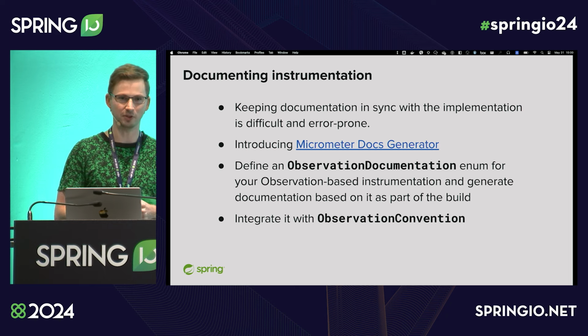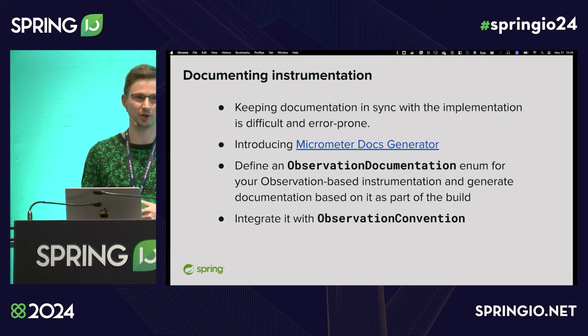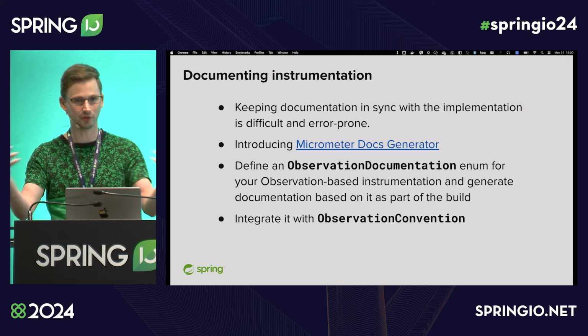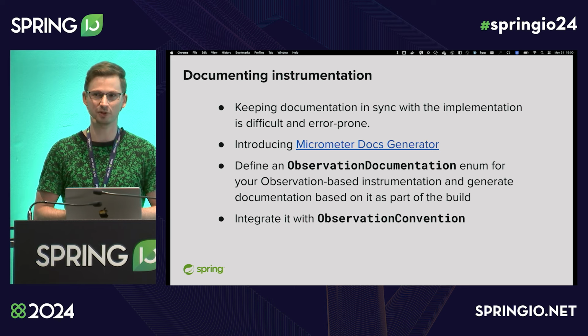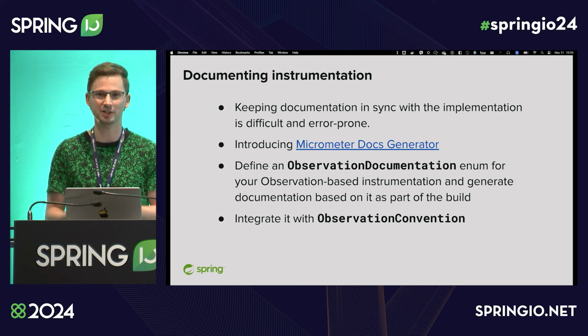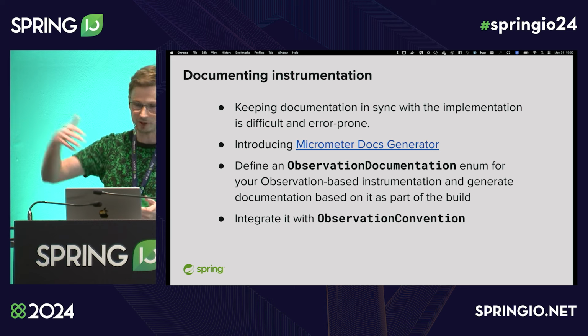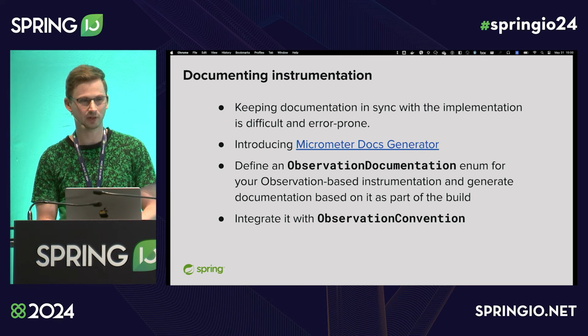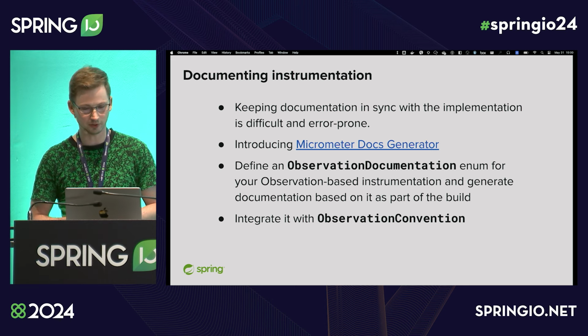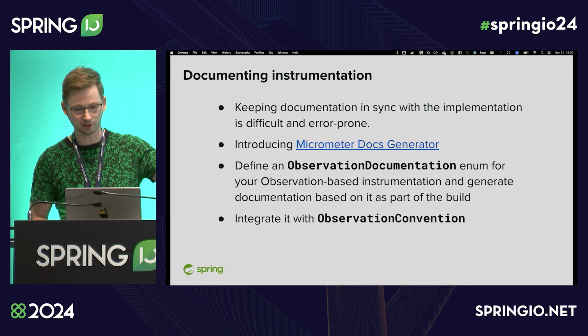But it's very error prone to do this, right? If you're going to handwrite documentation, what happens when you change the code? How do you make sure that those two are in sync? This is maybe a familiar problem for people if you're documenting APIs that you expect other people to call. And so we wanted to see if we could make this better for observability, and that's where the Micrometer Docs Generator comes in.